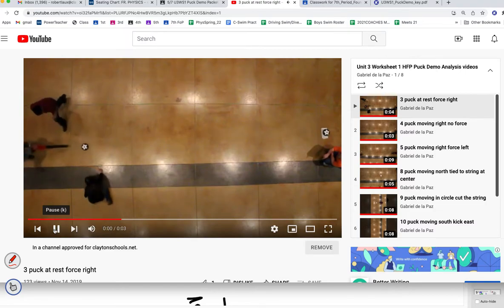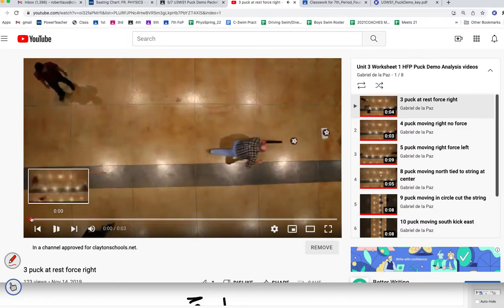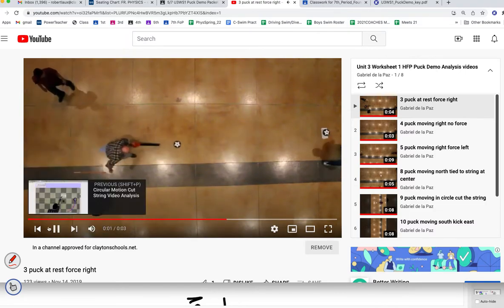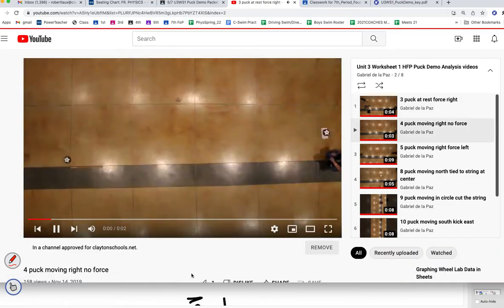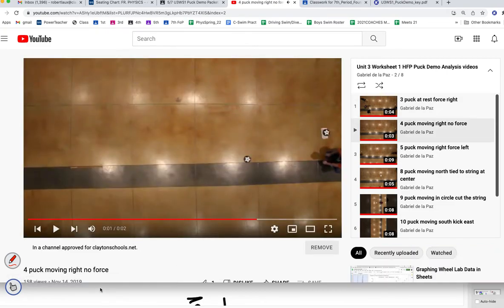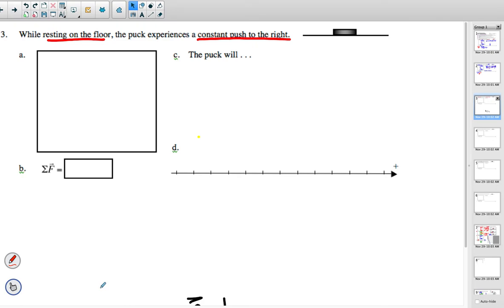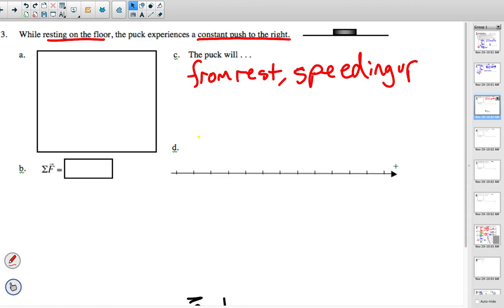One more time. Notice that the puck was speeding up while moving to the right. So, what did the puck do? Oh, I want to say from rest, actually. From rest, speeding up to the right.